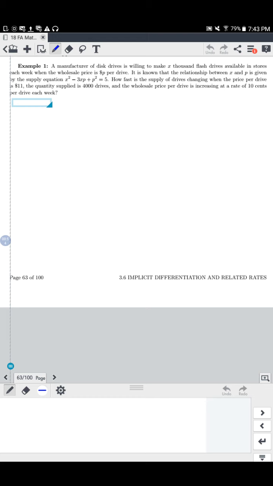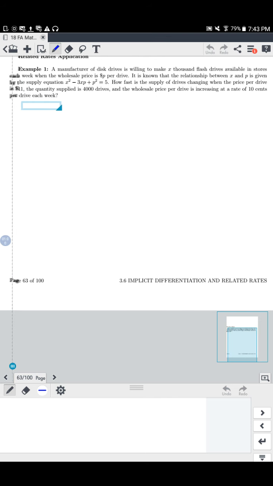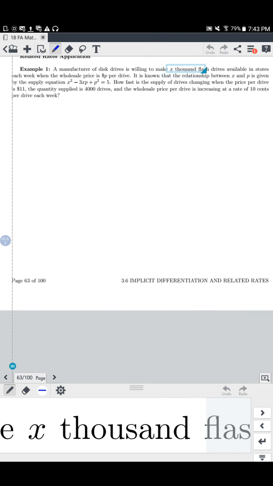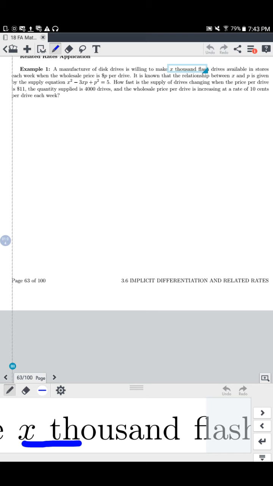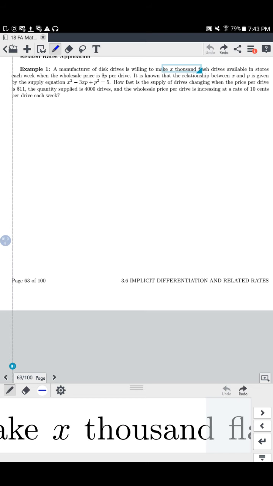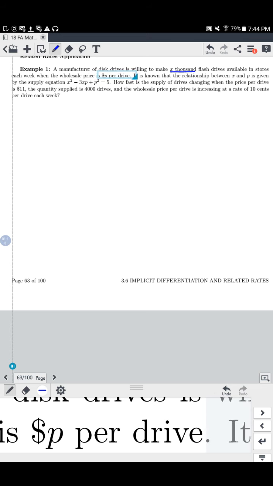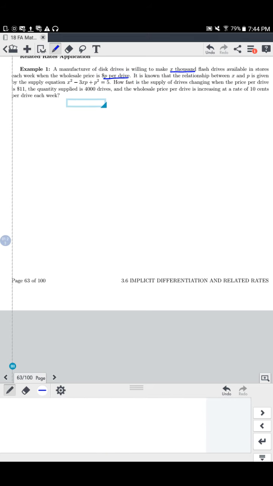So if a manufacturer of disk drives is willing to make x thousand flash drives. So I'm going to bring this up here. X thousand flash drives, so I'm given a unit on this, and x is in thousands. So if x demanded is 5, x equals 5. That doesn't mean just 5 flash drives that they're demanding. It means 5,000. And then these are in stores for a wholesale price p, which is dollars per drive.